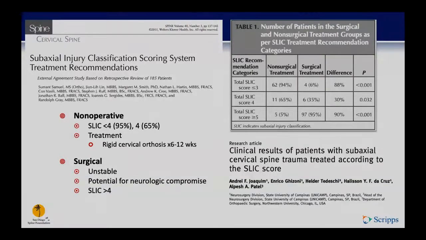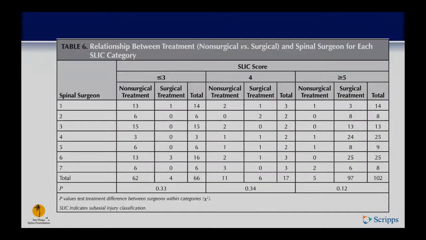Also interesting would be the score of 4, which was surgeon preference, with about 65% managed operatively. Then looking forward, this study from Joaquim et al. in 2014 prospectively applied the SLIC scoring, and they ended up with 23 patients in each group, operative and non-operative. They found that this was a safe application, with no unusual complications or issues with applying this score.